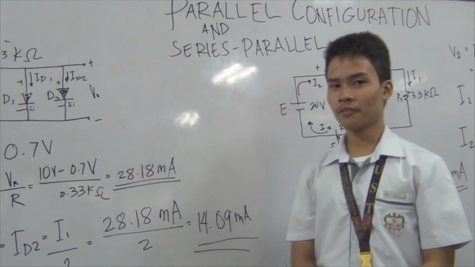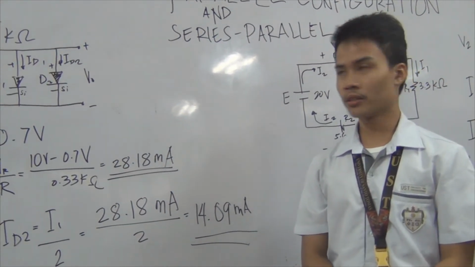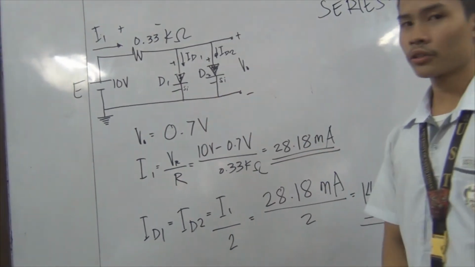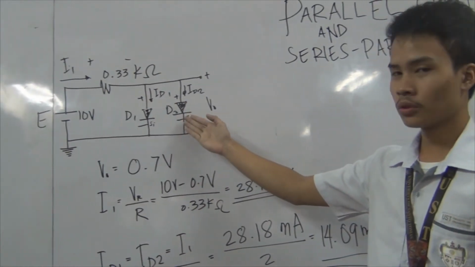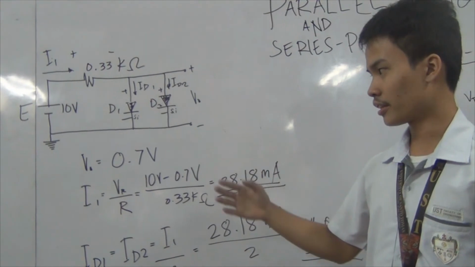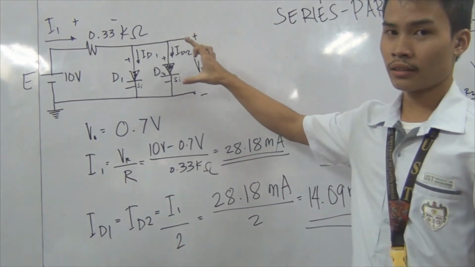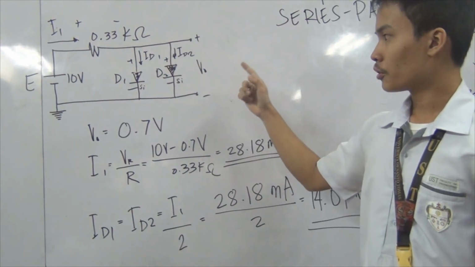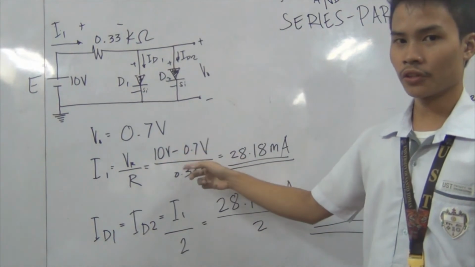Here we are about to solve a parallel configuration using the approximation method. In this parallel circuit, we're about to get I1, ID1, and ID2, and the voltage output of the circuit. Since this is a silicon diode, and if parallel, you would get the same value. So the voltage output is 0.7 volts.